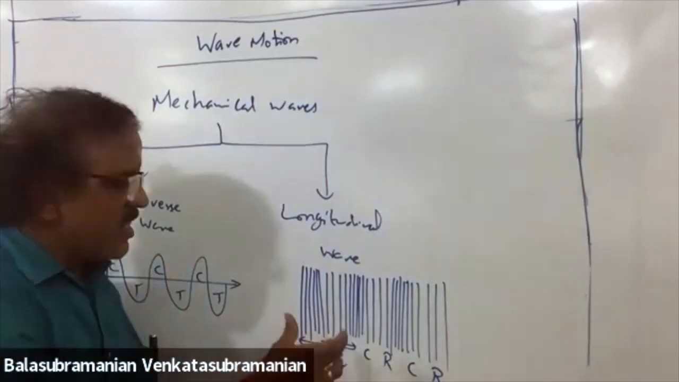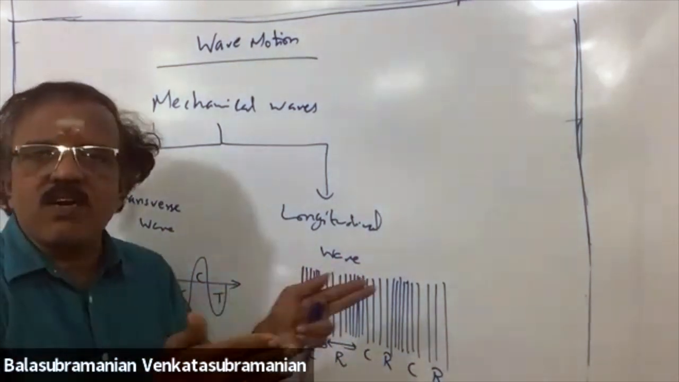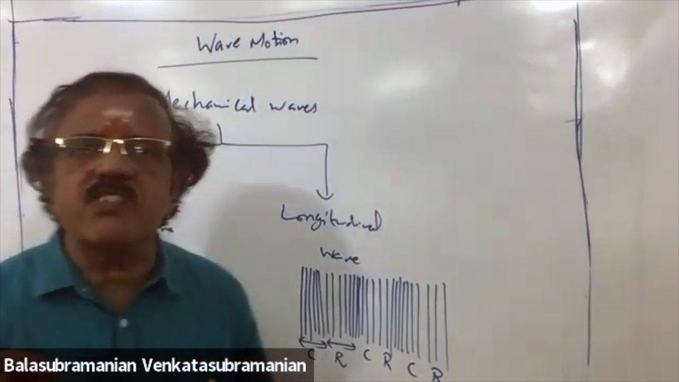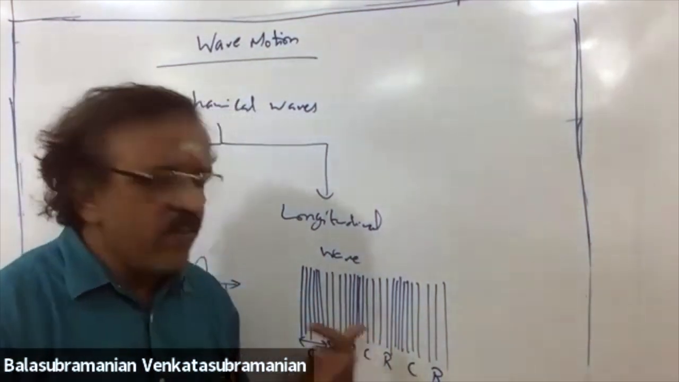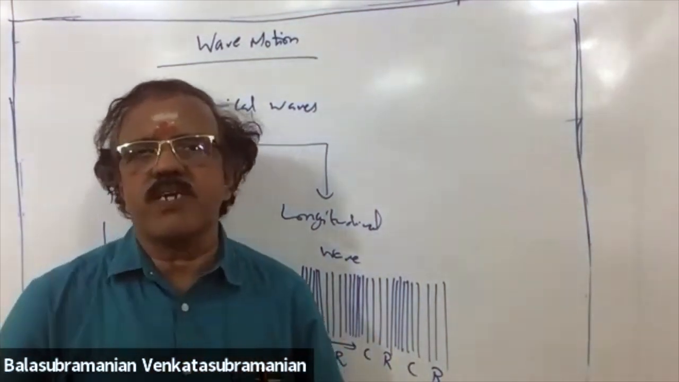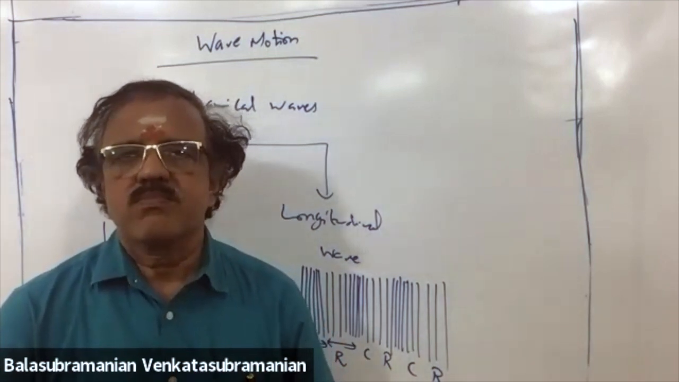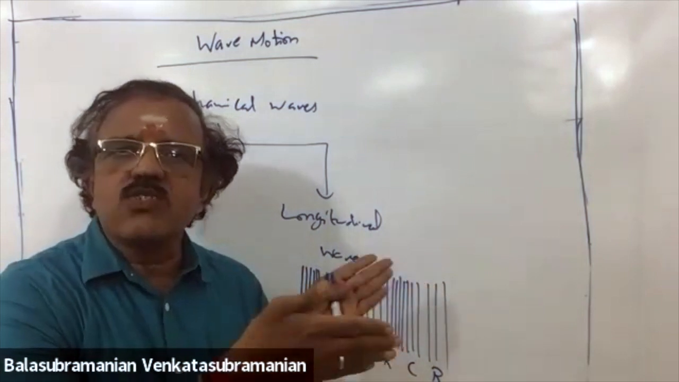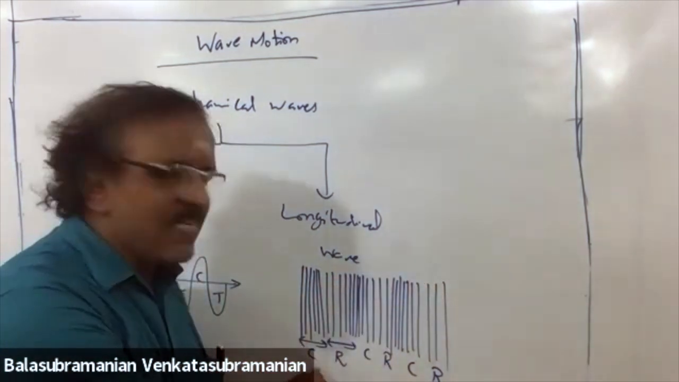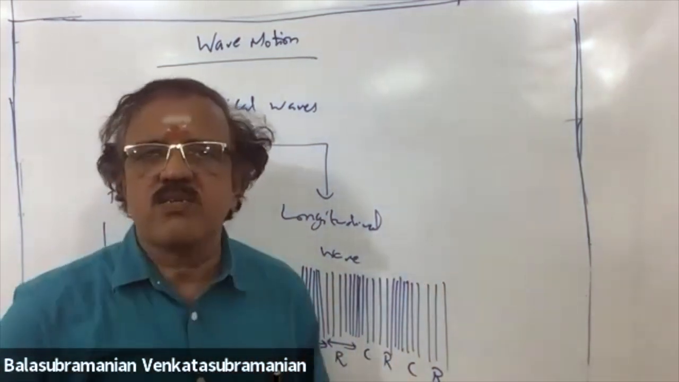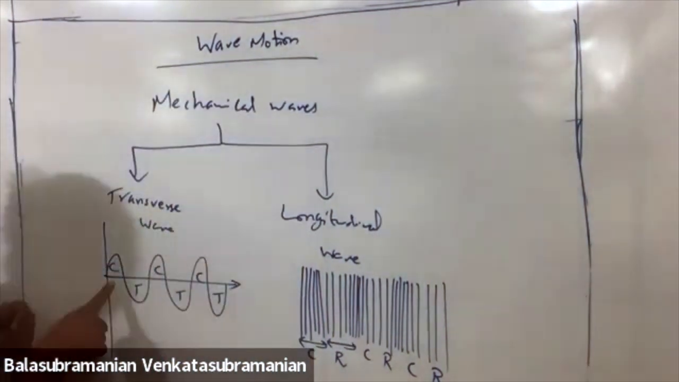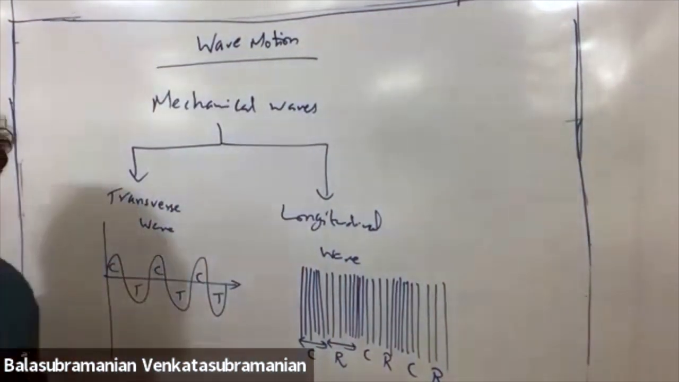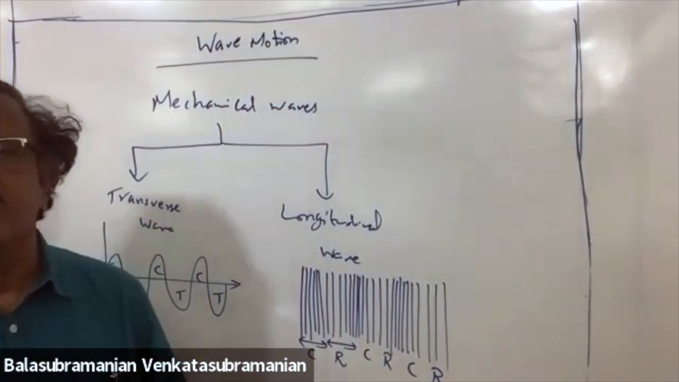It travels in terms of compressions and rarefactions. Compression means region of increased pressure. Rarefaction means region of decreased pressure. One wave is a combination of one compression and one rarefaction, or one crest and one trough.